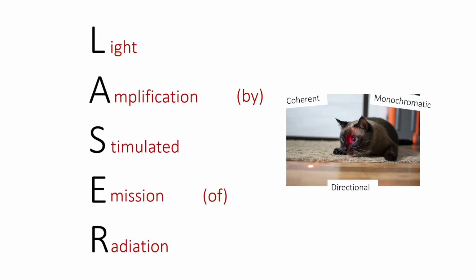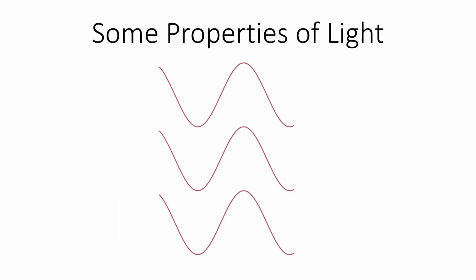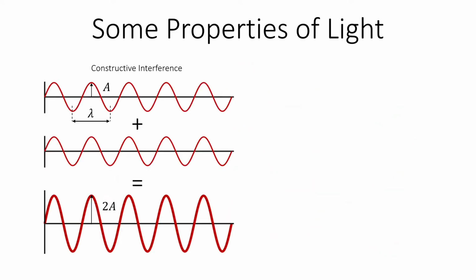First, to describe lasers, we will need to describe light and some of its properties. Think of light as a wave travelling through space. If you have multiple waves that line up, you say they are coherent. Coherence is an important part of laser light that sunlight doesn't have. All the light must have the same wavelength, lambda, and be in phase.